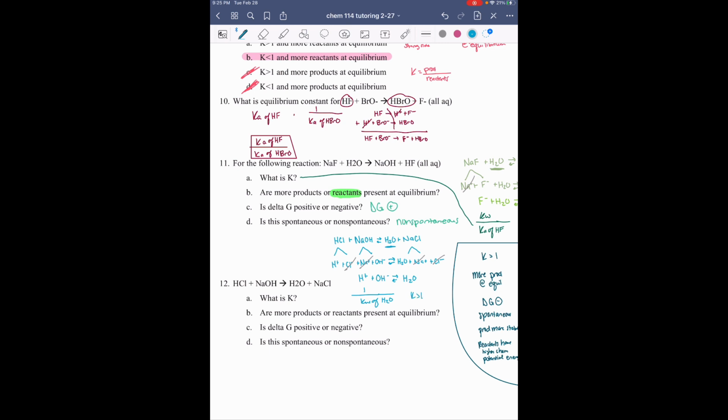So if K is greater than 1, it's positive. Then K is greater than 1, so we have more products at equilibrium because it's products over reactants. That will give us K is greater than 1, delta G is negative, and that is spontaneous.